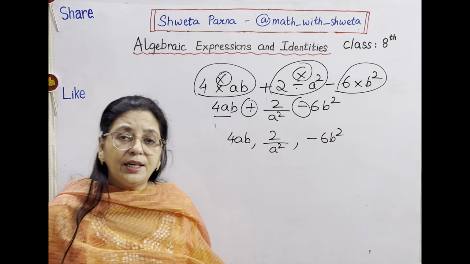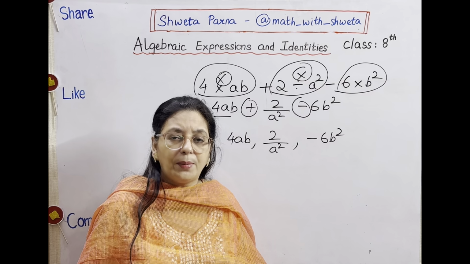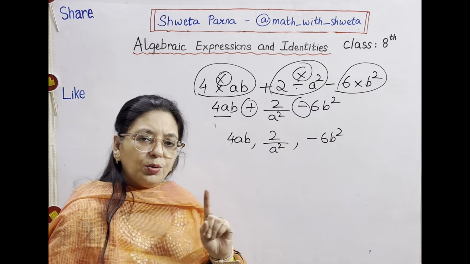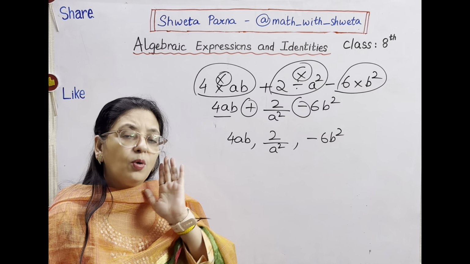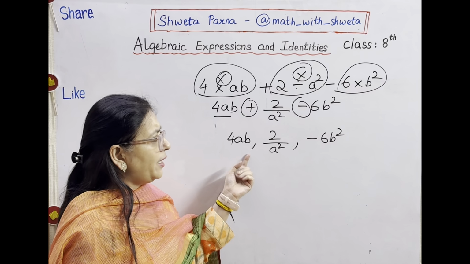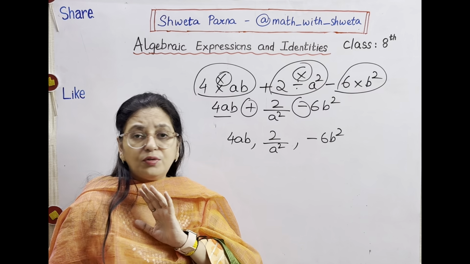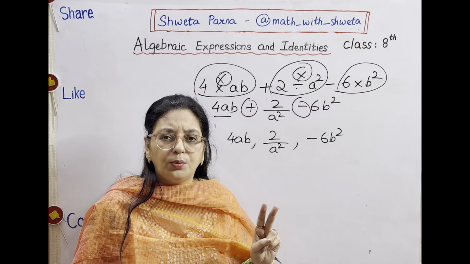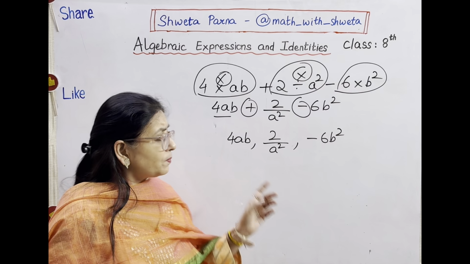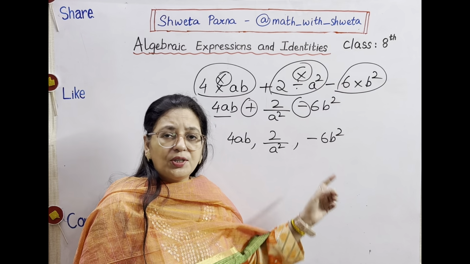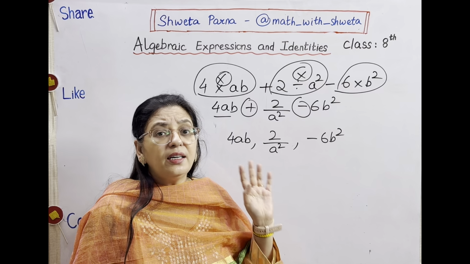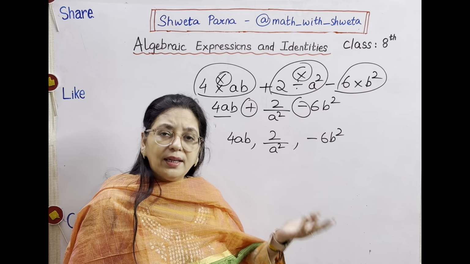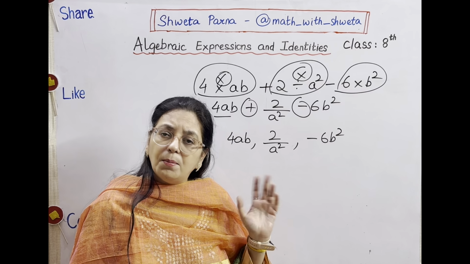Then you have to identify whether it is a monomial, binomial, and so on. Monomial means an expression has only one term. So here it has got 3 terms, it is not a monomial. If an expression has only 2 terms, it is a binomial. If an expression has 3 terms, it is a trinomial. And more than 3 terms is called a multinomial.